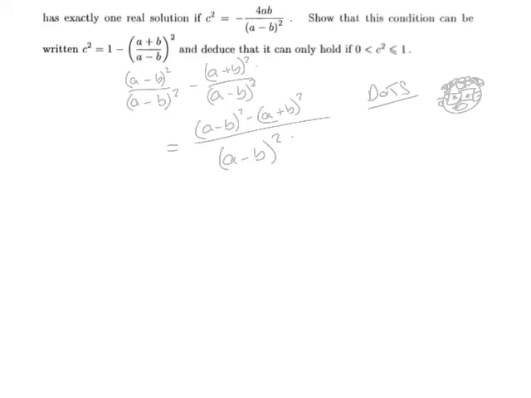However, using difference of two squares, if we add those two things together, the b's are going to cancel out, and we're going to get 2a. And if we subtract them, then the a's are going to cancel out, and we're going to get negative 2b. So we're going to get 2a times negative 2b, and that's where the minus 4ab comes from.